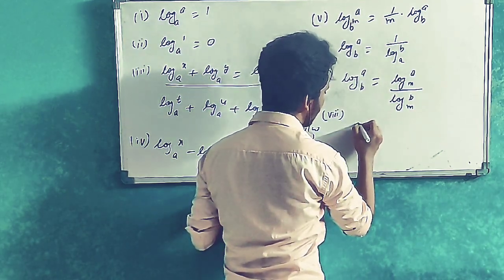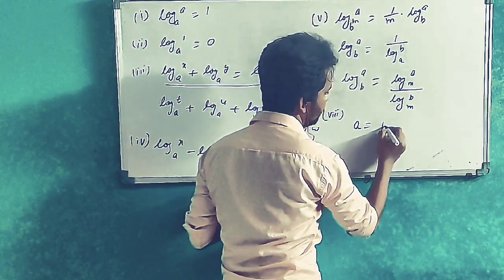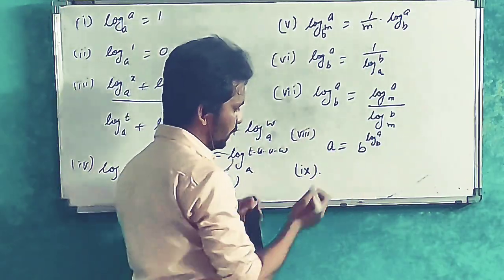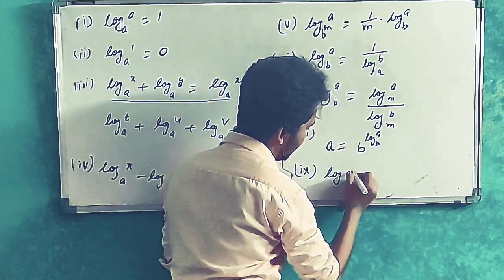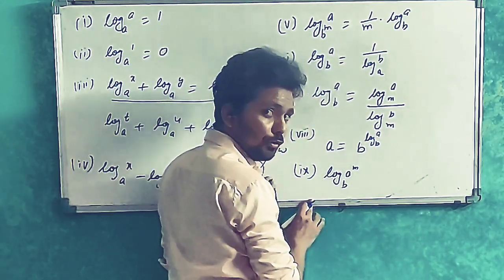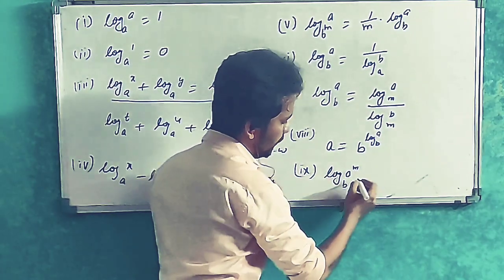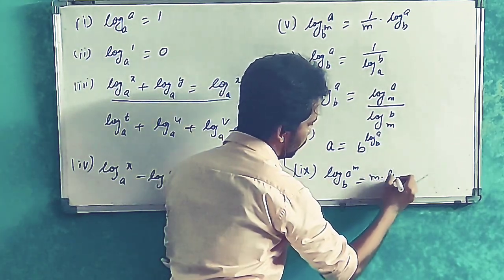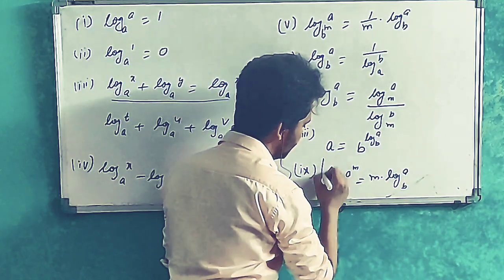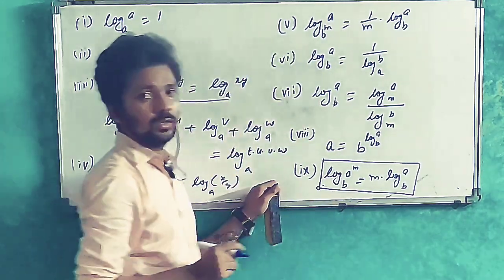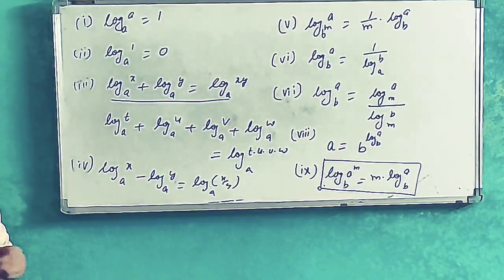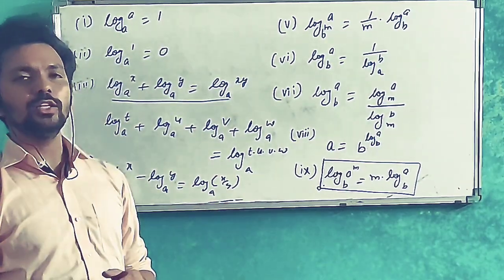And the eighth property was any number a is equal to b raised to log. The ninth property was, if I am having log a raised to m base b, then it is equal to m into log a base b. These are my 9 properties of logarithms.